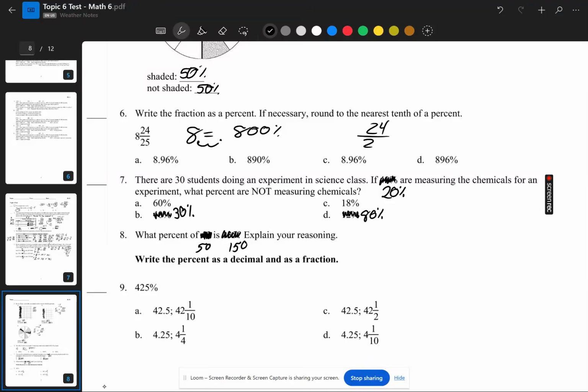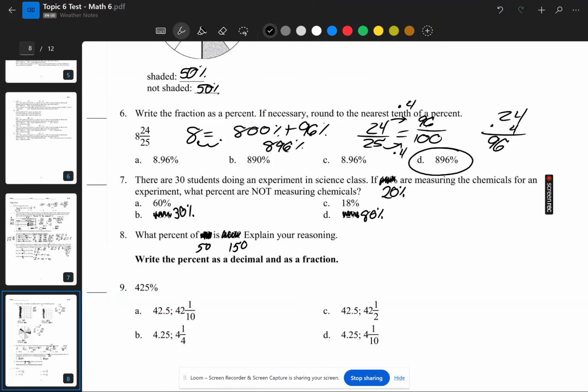24 out of 25. If I try to get this to 100, this is times 4. And if I do 24 times 4, it's going to get me 96. So 96 out of 100, it's 96%. So I add 800% and 96%. It's 896%. So D is my answer.